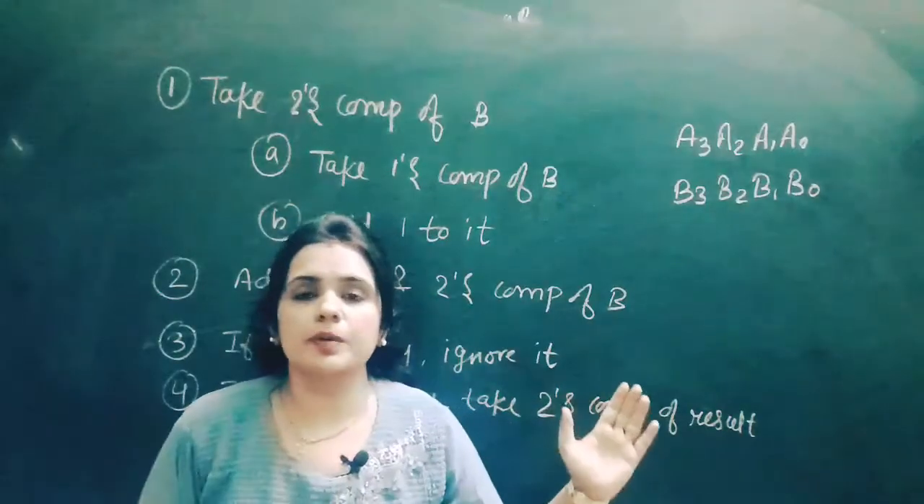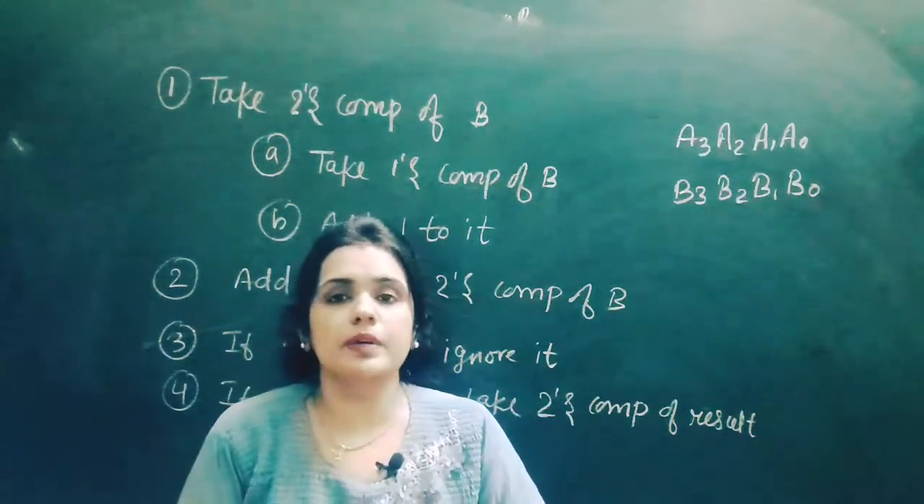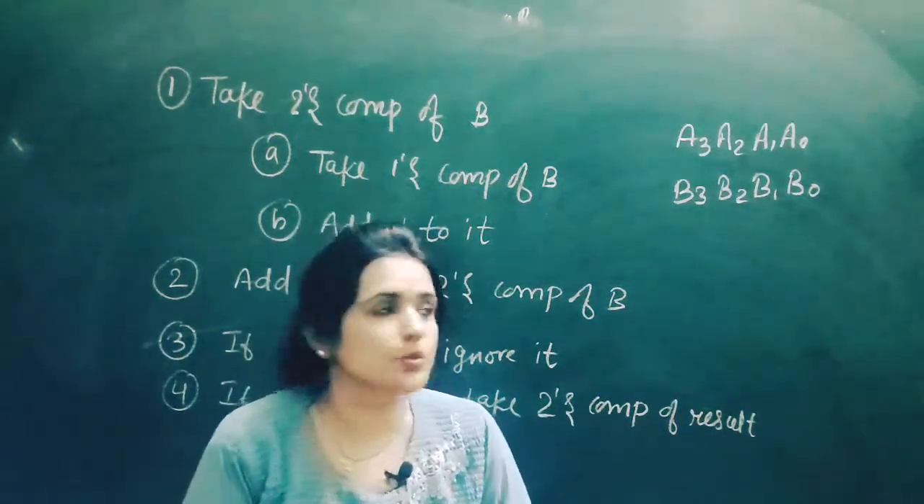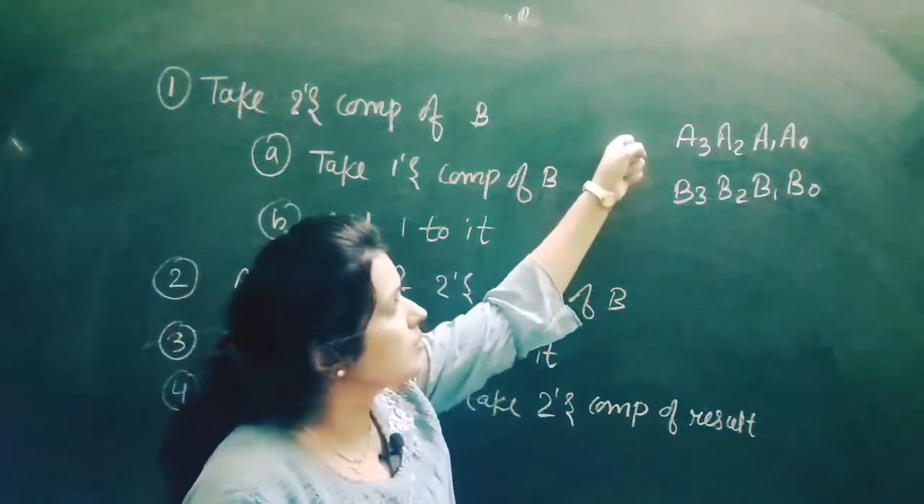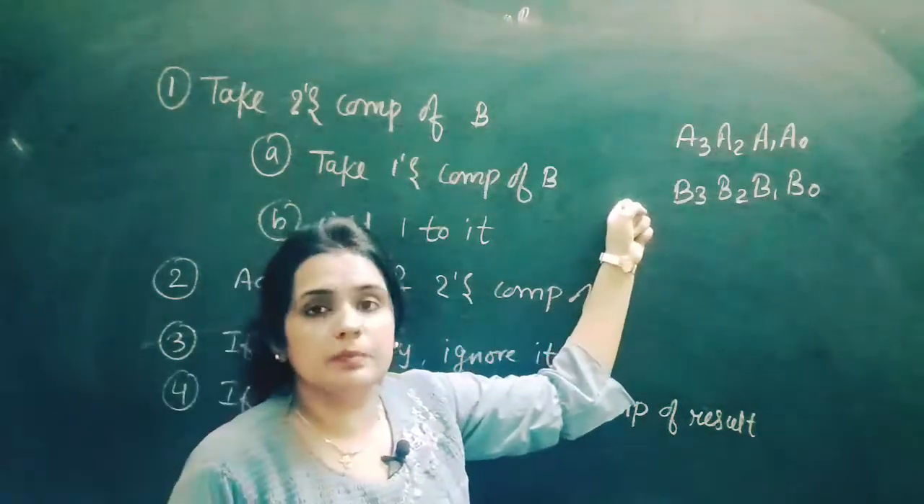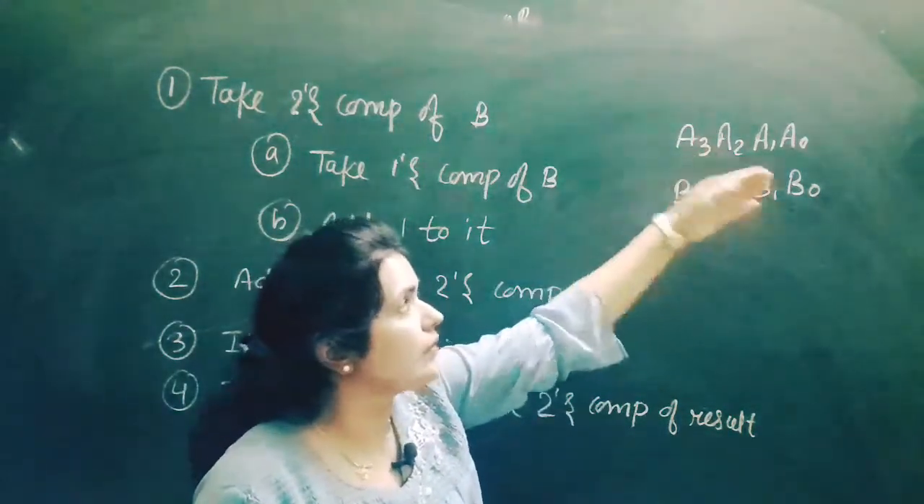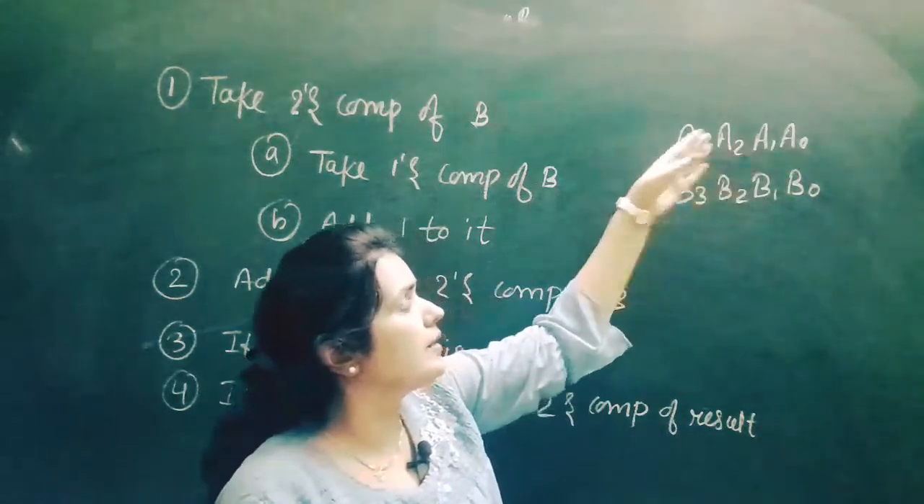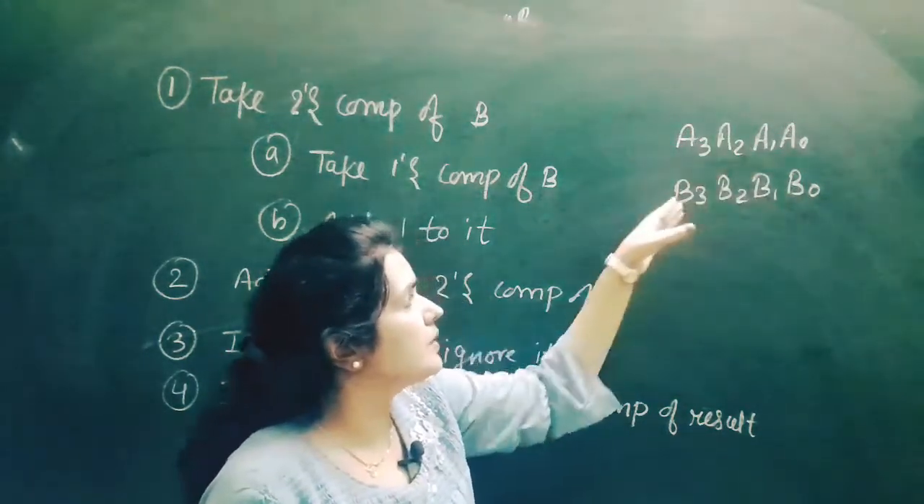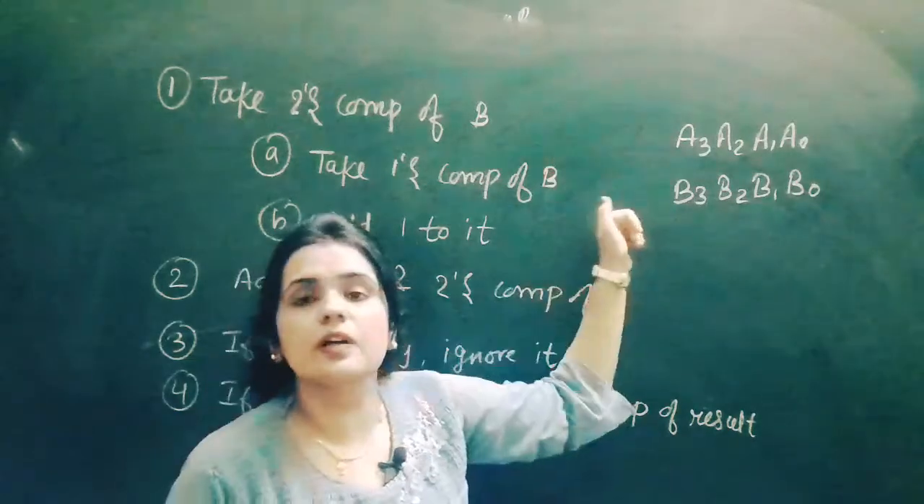subtractor. Now for the purpose of subtraction we should use the 2's complement subtraction method, which is used by computers. Let's say this is our first number A and this is our second number B. Because these are 4-bit numbers, I have written these as A0, A1, A2, A3 and B0, B1, B2, B3. So this is our first number and this is our second number.